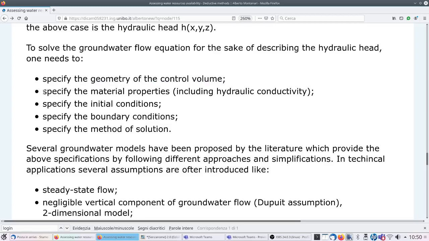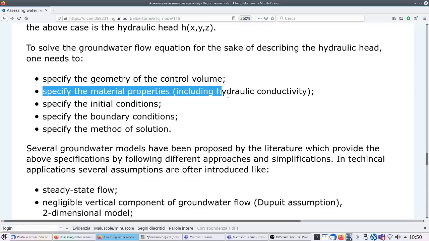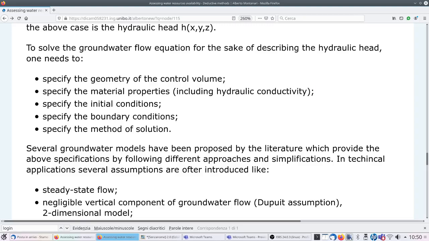We need to specify the material properties, including hydraulic conductivity. This is not simple, but still we can make some measures. We have to specify the initial conditions. The initial conditions can be the water levels in the wells, but still we have to specify them. And then we have to specify the boundary conditions, which means the level of the hydraulic head at the boundaries of the control volume.